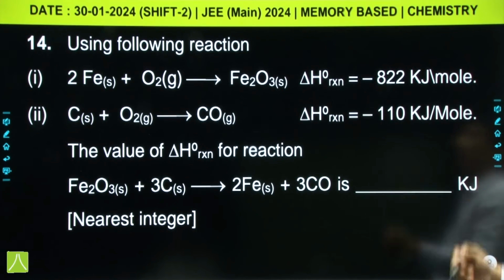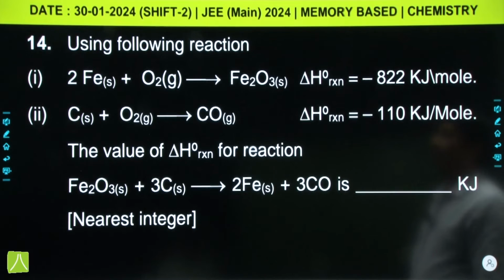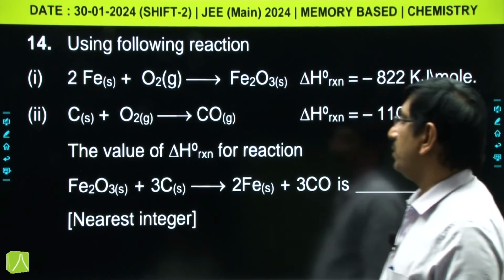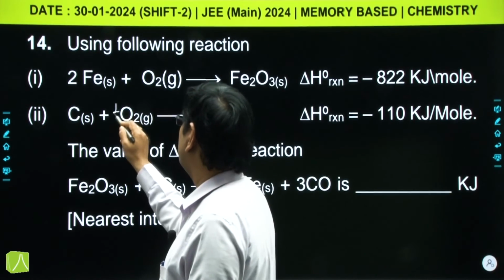Next, using the following reaction, 2 Fe plus O2 gives Fe2O3, C plus O2 gives CO, and C plus half O2 gives CO.